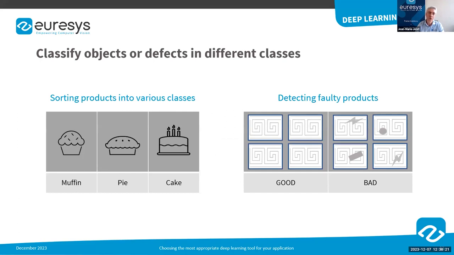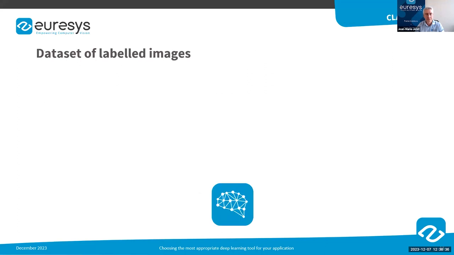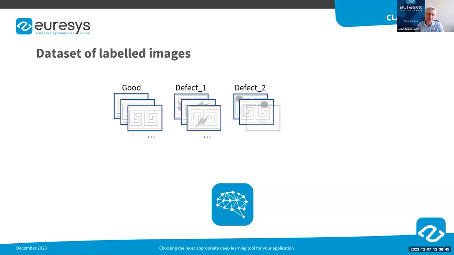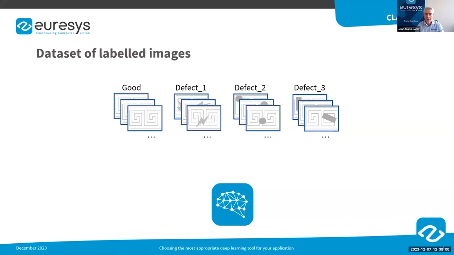The first tool I want to talk about is the classifier. As you can tell from its name, a classifier aims at classifying objects or defects. Classifiers are mainly used to sort products in various classes or to detect defective products. To achieve this task, the classifier must be trained beforehand. The training is based on a set of labeled images, the so-called dataset. The performance of the classification highly depends, of course, on how representative and extensive the dataset is. Nowadays, with modern convolutional neural networks, as few as 100 images per class are sufficient to train a neural network for a classifier.